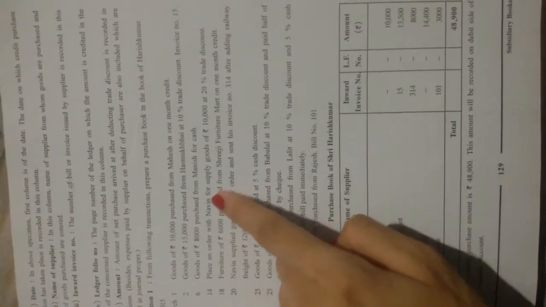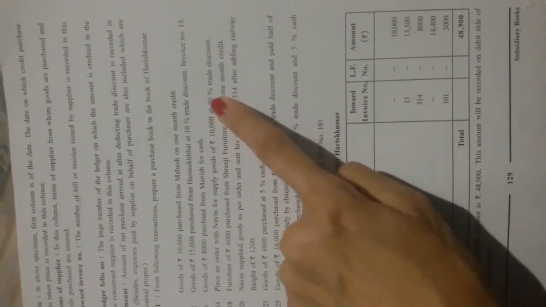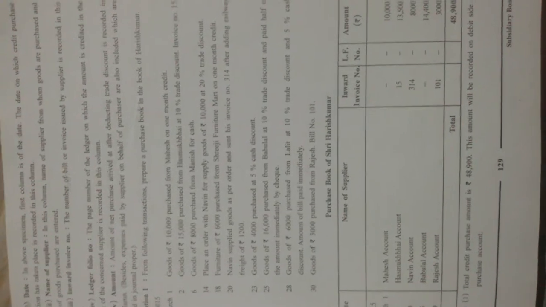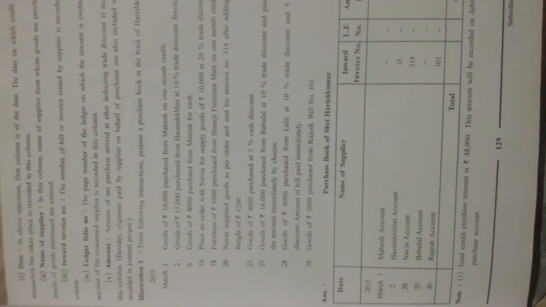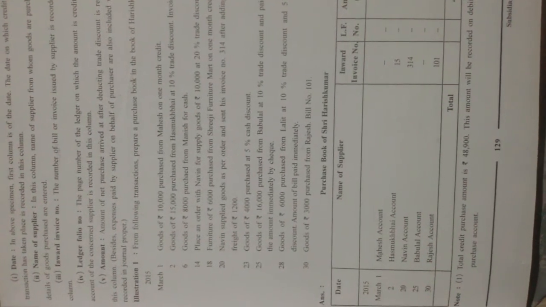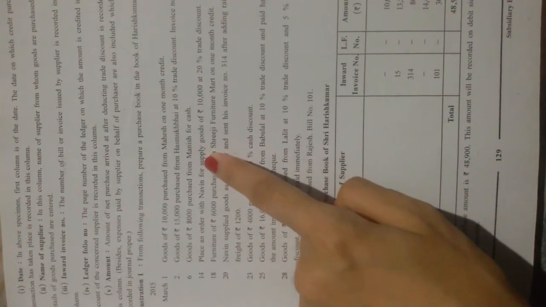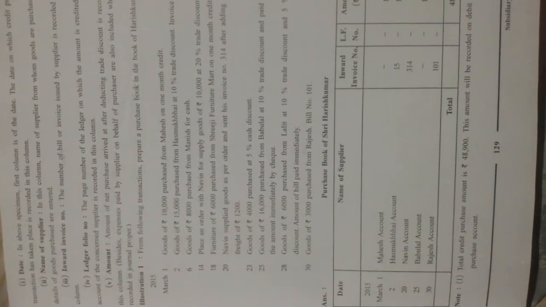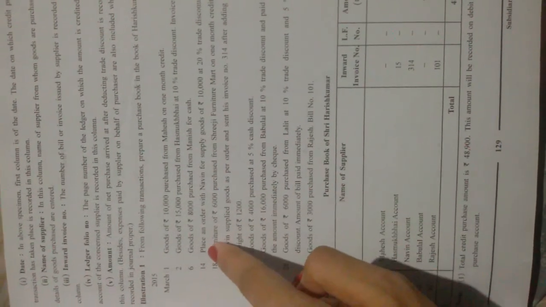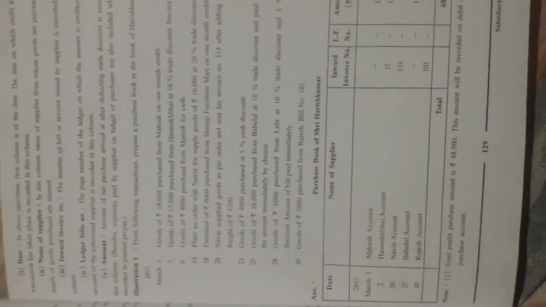Then let's move to the 14th one. Place an order with Naveen for supply of goods of rupees 10,000 at 20% trade discount. Again this transaction will not be recorded, because only the order is placed; the purchase of goods has not taken place. The business is going to purchase from Naveen, but still only an order has been placed. So again this transaction would not be recorded in the purchase book.